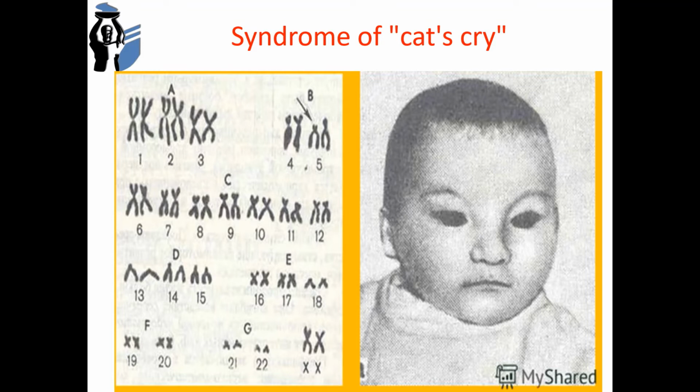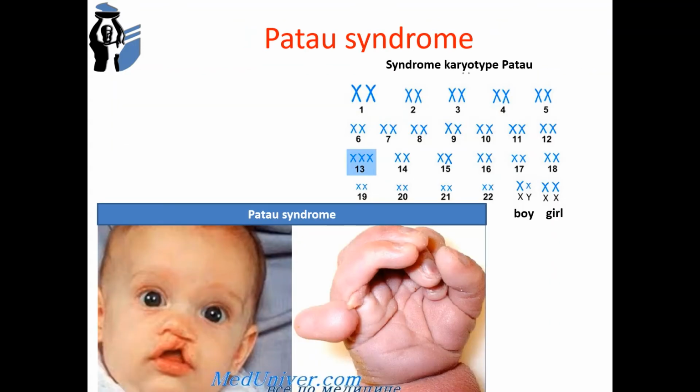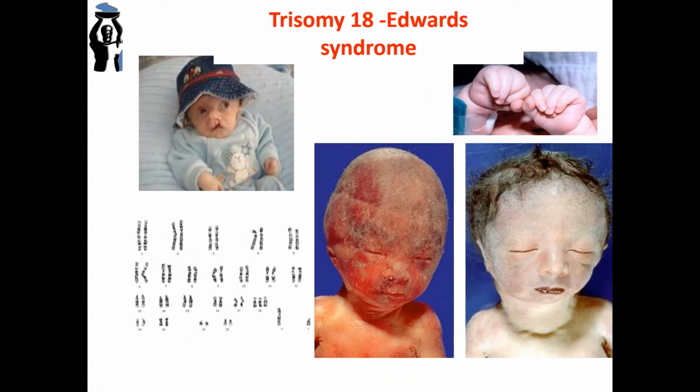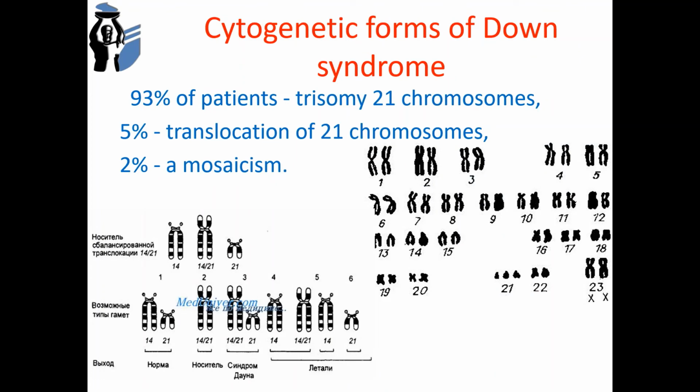The next group of diseases is genomic mutations. The genomic mutations, or change in the number of chromosomes, are the reason of monosomies and trisomies. For example, Patau syndrome is trisomy of the 13th chromosome. Edwards syndrome is trisomy of the 18th chromosome. Down syndrome is trisomy of the 21st chromosome.